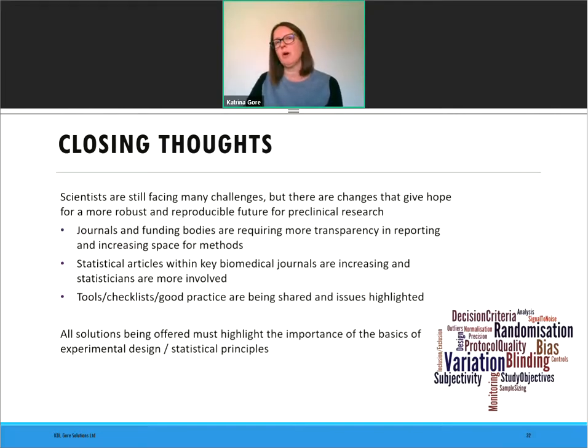Journals and funding bodies are requiring more transparency in reporting and increasing their space for methods. There are a lot more stats articles out there within key biomedical journals, and more statisticians are getting involved in this and giving their services. Tools, checklists and good practice are being shared. The forum that Nikki has set up here is exactly that, and it's key to highlighting issues and sharing methodologies and good practice.